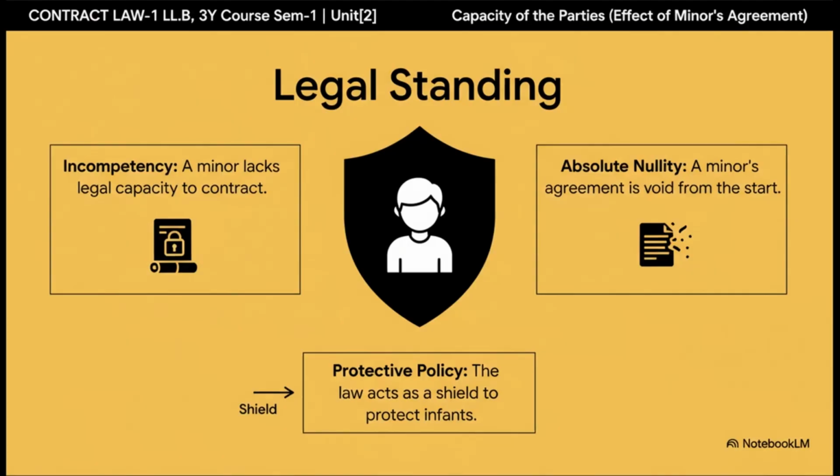Let us simplify the legal standing. First, the principle of minor's incompetency. The law states unequivocally that a minor lacks the legal capacity to contract. From this follows the second principle, absolute nullity. An agreement with a minor is not merely flawed or voidable, it is a complete nullity, void from the start. The reason for this strict rule is the third principle, a protective policy. The law functions as a protective shield, safeguarding infants from entering into detrimental obligations.